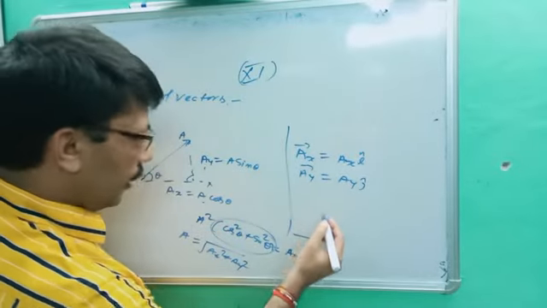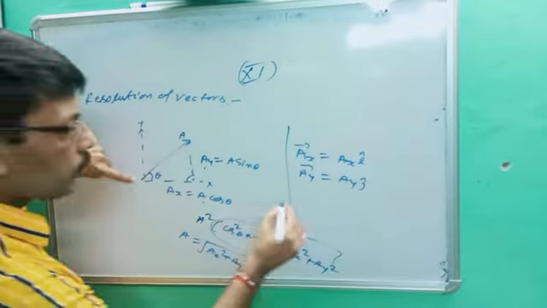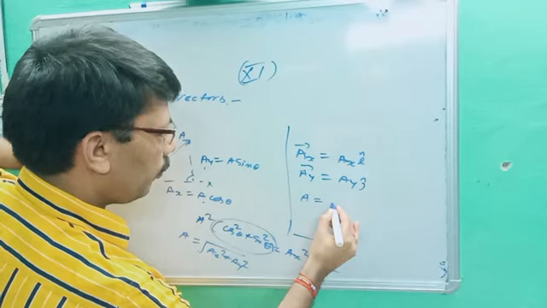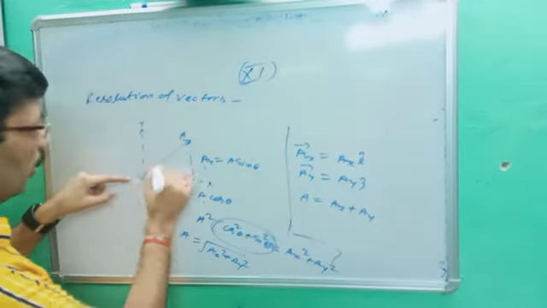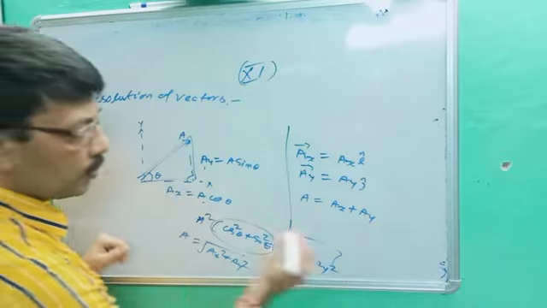Okay. Now, applying the triangle rule. So what is the triangle rule? A is equal to Ax plus Ay.